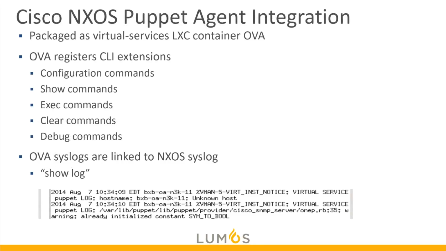As we mentioned, this is packaged as a virtual service running in a Linux container as an OVA. The OVA registers these CLI extensions for configuration, show, exec, clear, and debug commands. And the OVA syslogs are linked to the NXOS syslog. So for instance, a show log on the Linux container running the Puppet agent is going to effectively give us the same information as show logging would on NXOS.